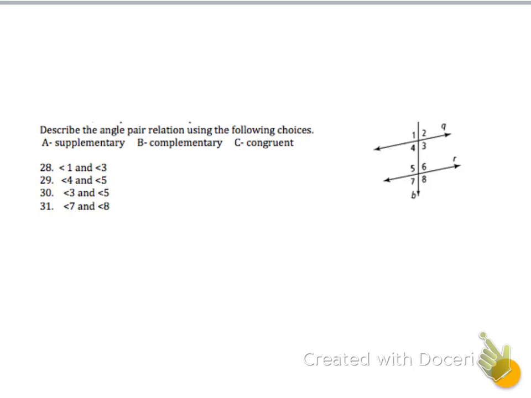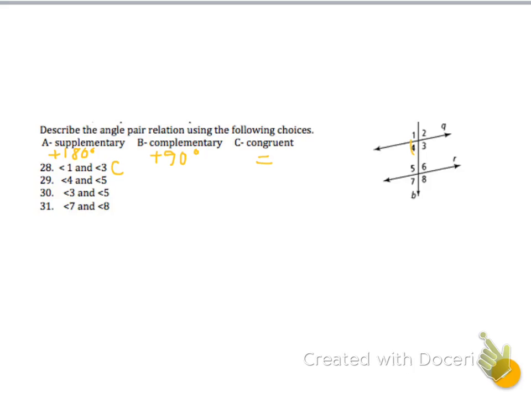Describe the angle pair relation using the following choices. Supplementary, so they add up to be 180 degrees. Complementary, they add up to be 90 degrees. Congruent means they should equal or be the same. So if I look at angle 1 and angle 3, those are vertical angles. Vertical angles should always be congruent. Right now I can't tell if they could add to be 180. I just know that they're the same. So that one I'm going to put a C.